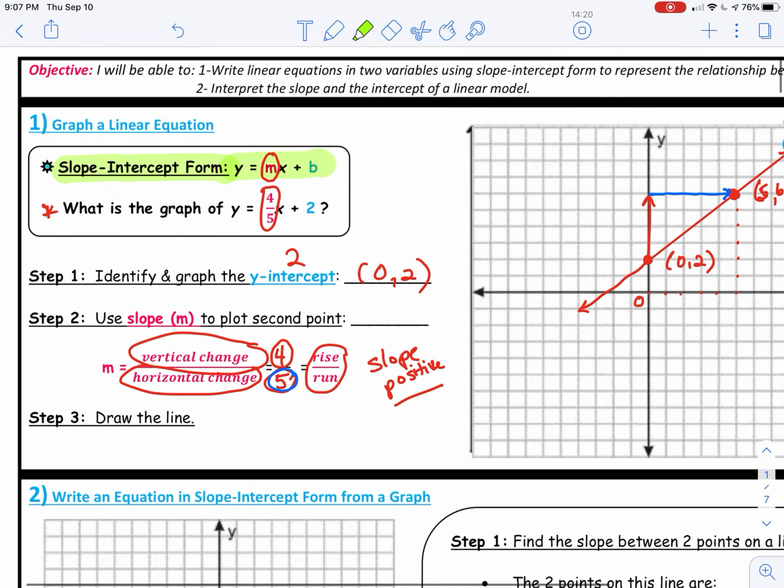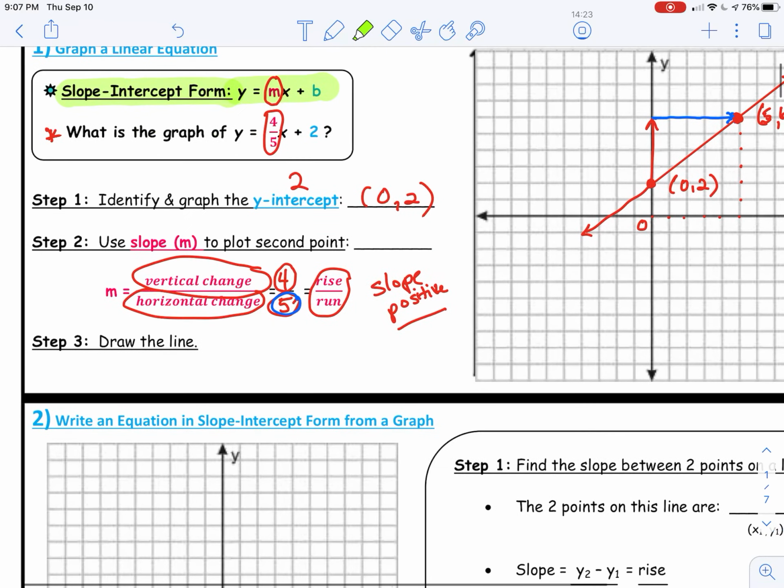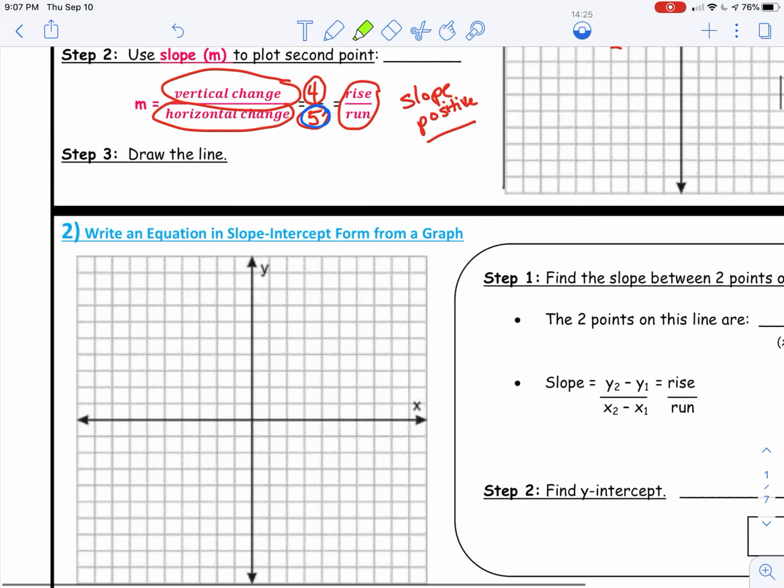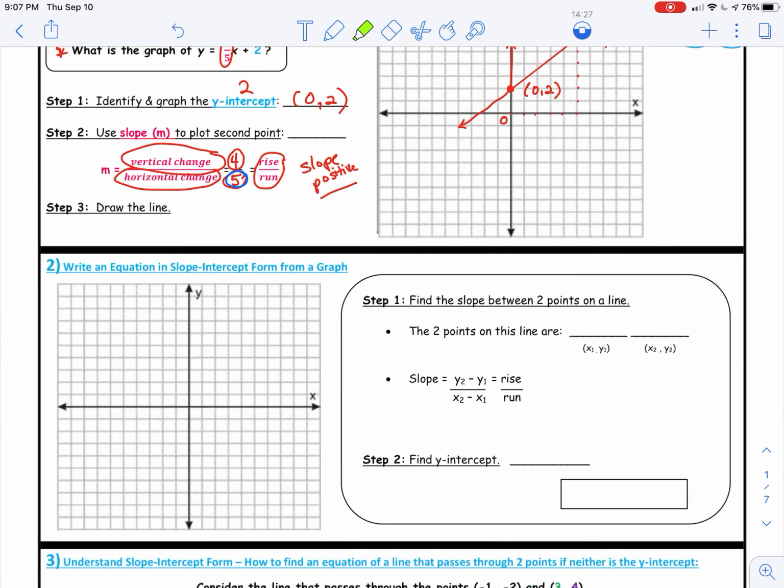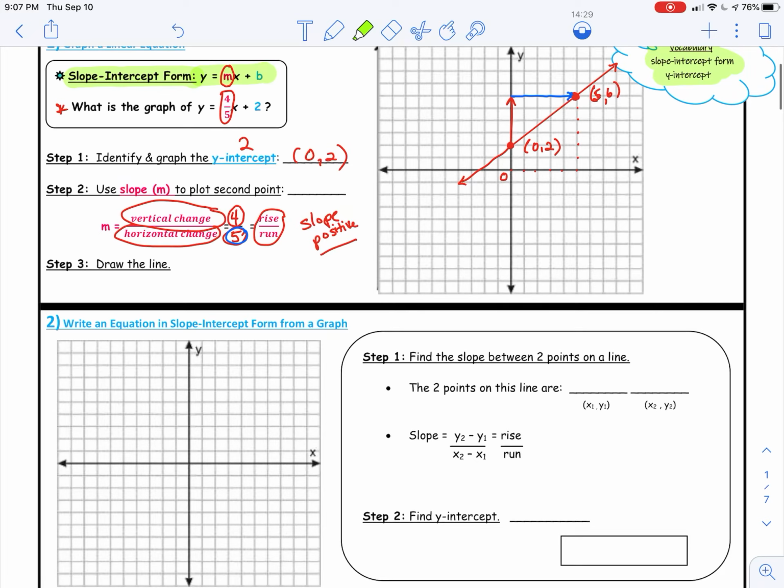Okay, so if we know the slope and we know the y-intercept, we can successfully plot a line. That's all you need, 2 points to graph a line. All right, number 2. We're going to write an equation in slope-intercept form from a graph.